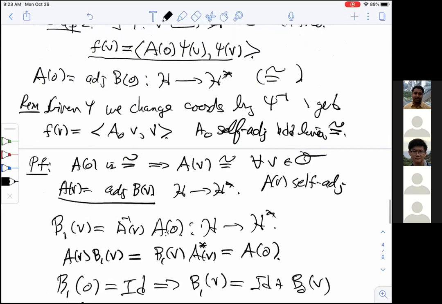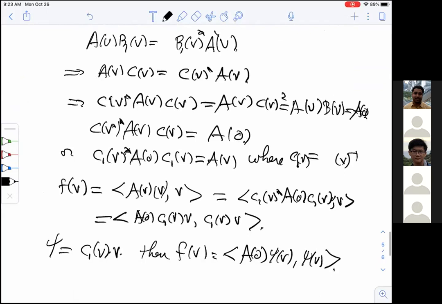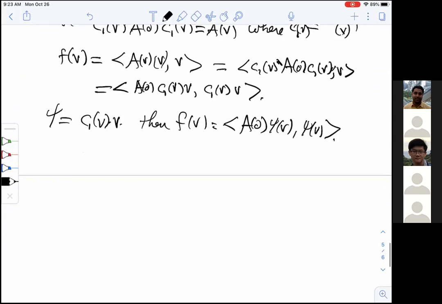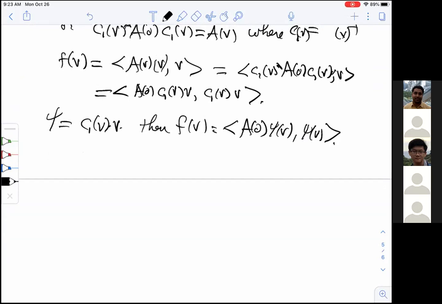If you didn't follow all these manipulations, and I know I went rather quickly over them, I wrote them up and they're on the web now. Okay, now a slightly tricky point. So at this point, we change coordinates by the inverse of psi and we get in the new coordinates, F of V is this A naught V, V. And A naught's a self-adjoint isomorphism.